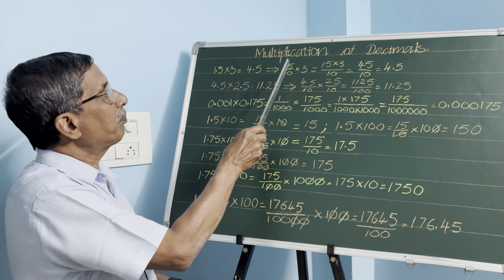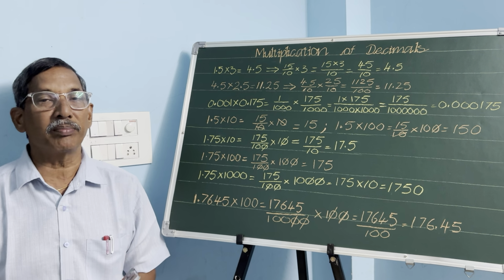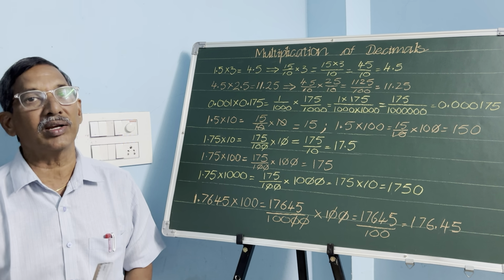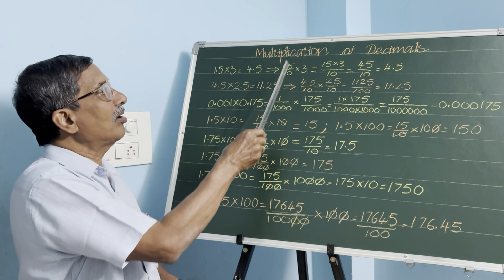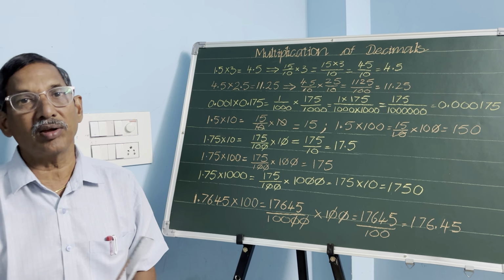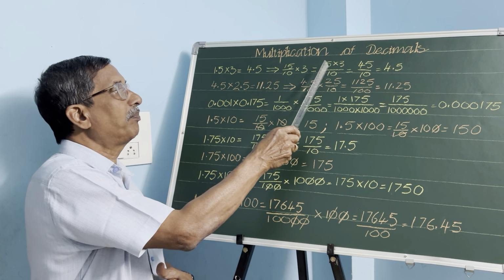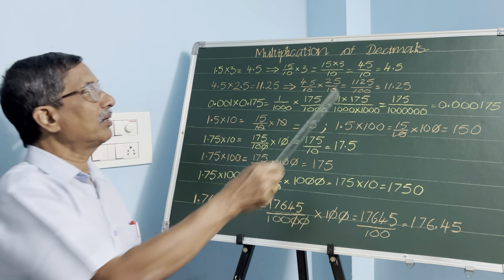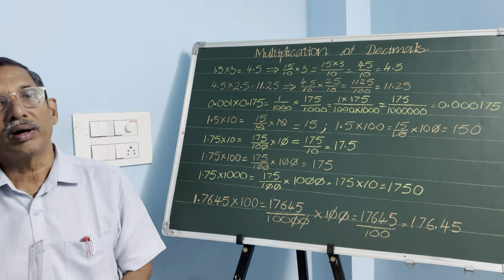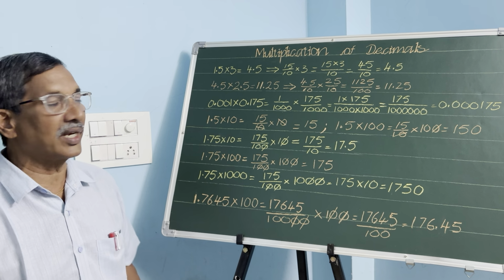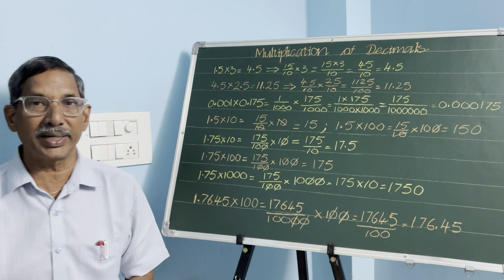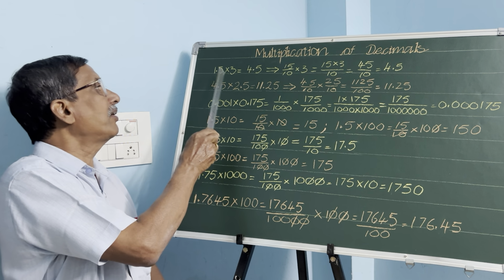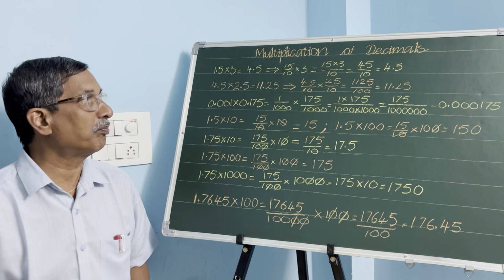See here, 1.5 can be written as 15 on 10. 15 on 10 into 3 is 15 into 3 by 10. 15 into 3 we know is 45. 45 by 10 is equal to 4.5 as per decimal rules we have already learnt. So 1.5 when multiplied by 3 we get 4.5.